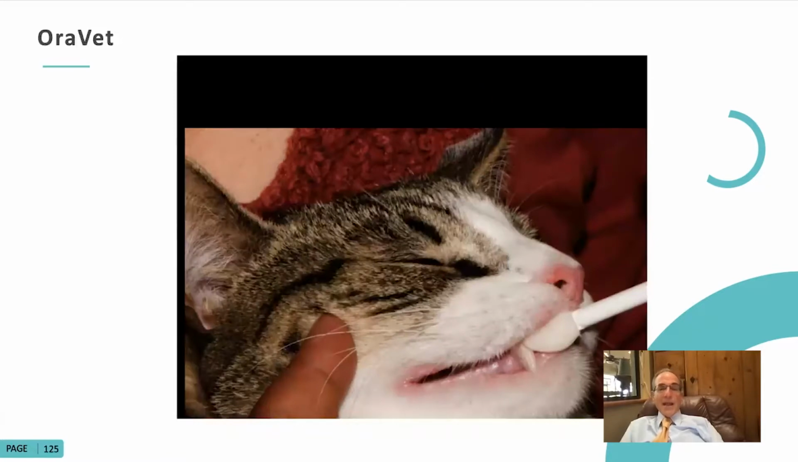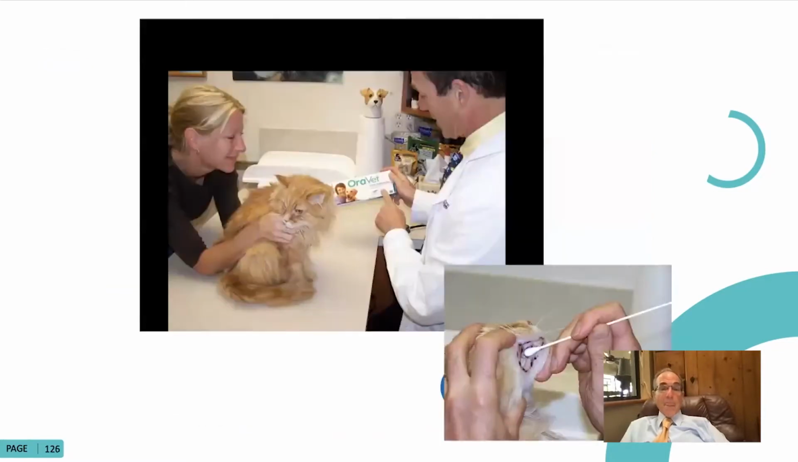Oravet is a product that I did the research for Pharmacia at the time and showed that it is very effective in cats to help control plaque. Unfortunately, most cat owners won't use it, but if you have a cat owner that will use it once a week on dried teeth, then it can be very effective.